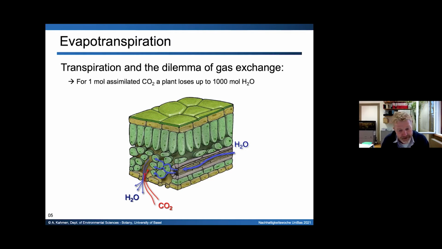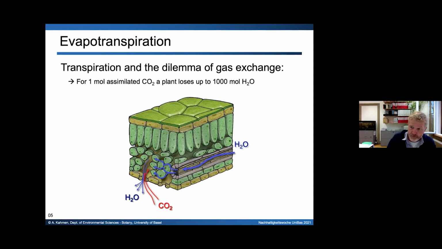Now, the problem is that as soon as these little pores are opened, massive amounts of water escape out of the leaf into the atmosphere. This is a process that we call transpiration. And it is the reason why you have to water your plants in your living room, so that they don't dry out, dehydrate, and eventually die. The amount of water that is lost per unit of CO2 taken up is huge. On average, and depending a bit on different species, this can be up to 1,000 molecules of water lost for every molecule of CO2 taken up for photosynthesis.